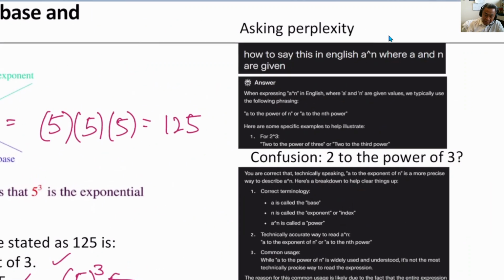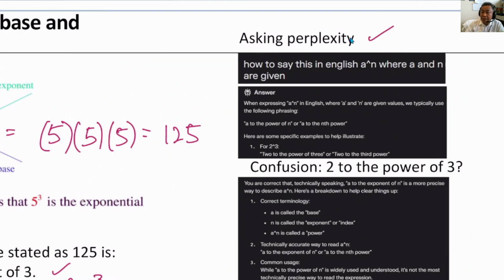And I asked Perplexity, why is this so? Perplexity is a large language model, and when I gave it the expression a to the power of n, the Perplexity answer was, oh, okay, it means in English, a and n are given, and this symbol a to the power of n is what I've just mentioned. But it also said a to the nth power, which is actually a much more accurate expression of what a to the power of n is. So 2 to the power of 3 or 2 to the third power.